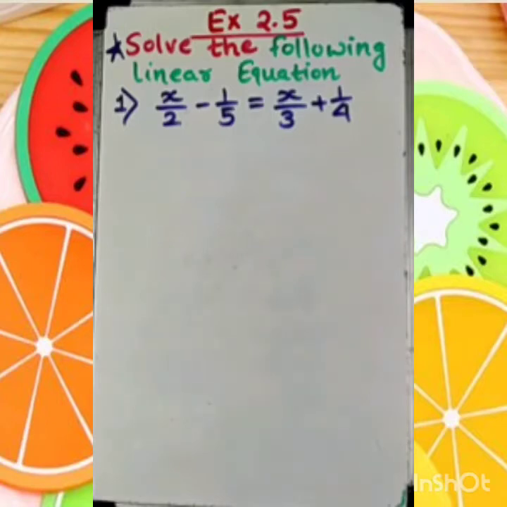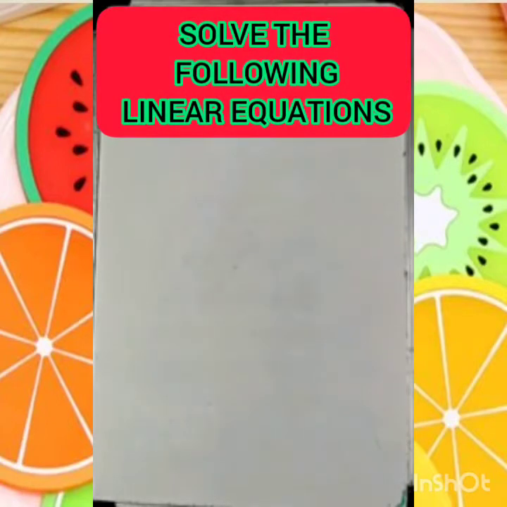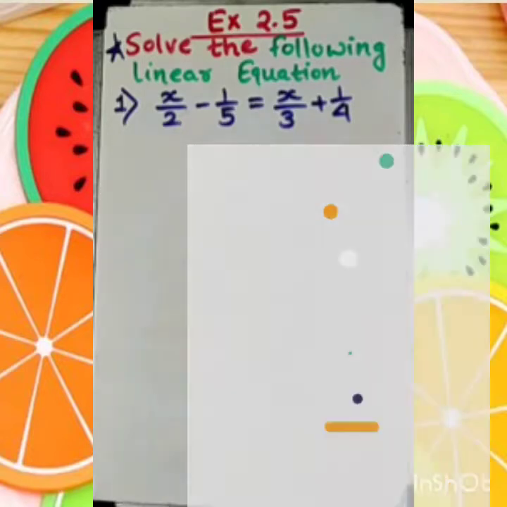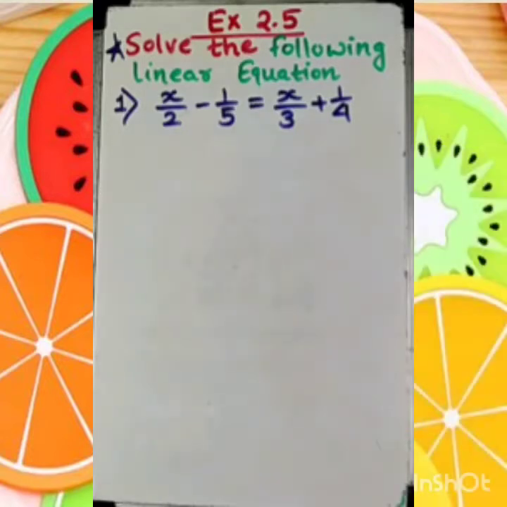Let's begin. The question is: solve the following linear equation. Fine. Now the first is on your screen: x by 2 minus 1 by 5 equal to x by 3 plus 1 by 4. All of them are in fractional form. So let's try to understand how to solve.